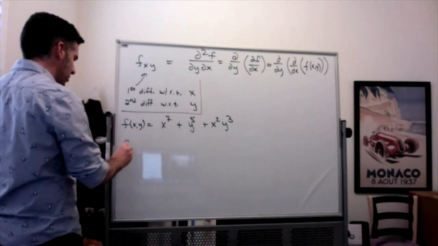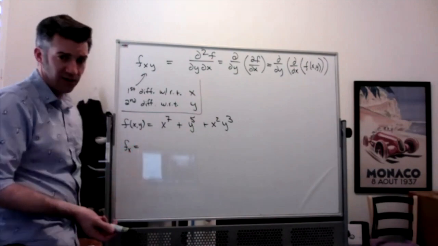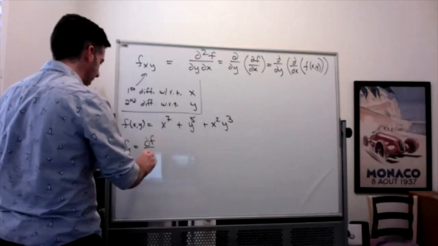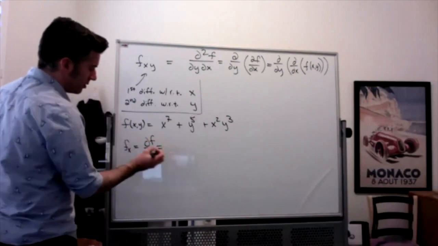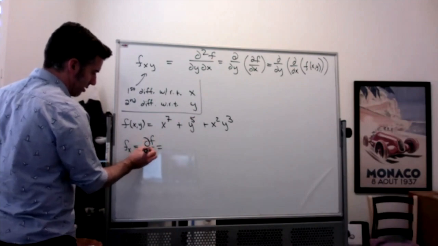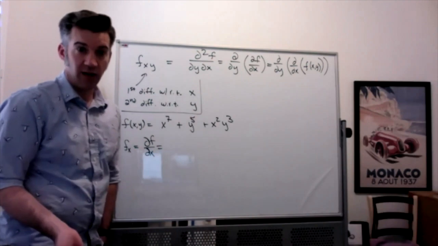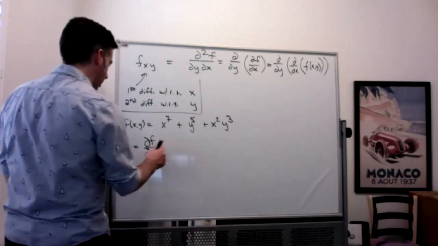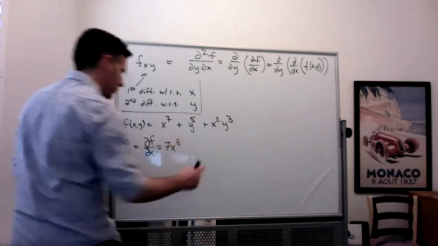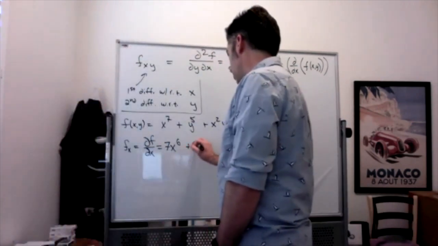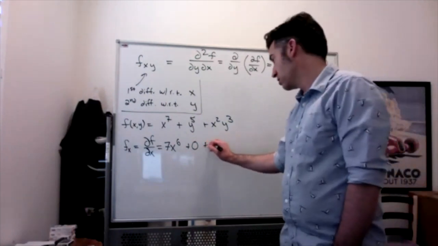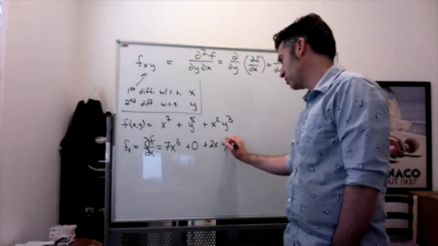So I like to use this notation just because it's more compact, right? There's less writing to do there. But we can totally write del f del x if you prefer. And do notice, it is a del, not the singer. It's the letter del with a curly d. So the partial with respect to x is going to be 7x to the 6th. The derivative of y to the 5th is 0 with respect to x. And the derivative of x squared y cubed is going to be 2x times y cubed.